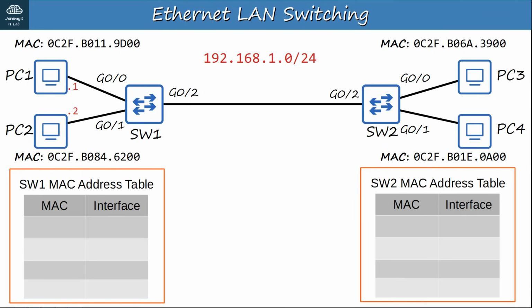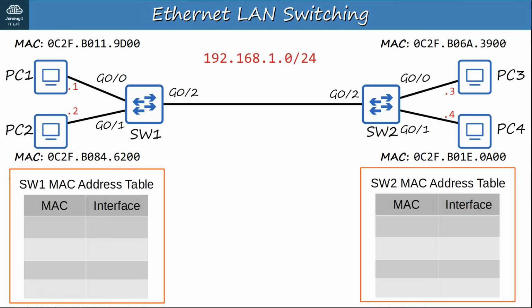192.168.1.1. PC2's IP address is 192.168.1.2. PC3's IP address is 192.168.1.3. And PC4's IP address is 192.168.1.4.